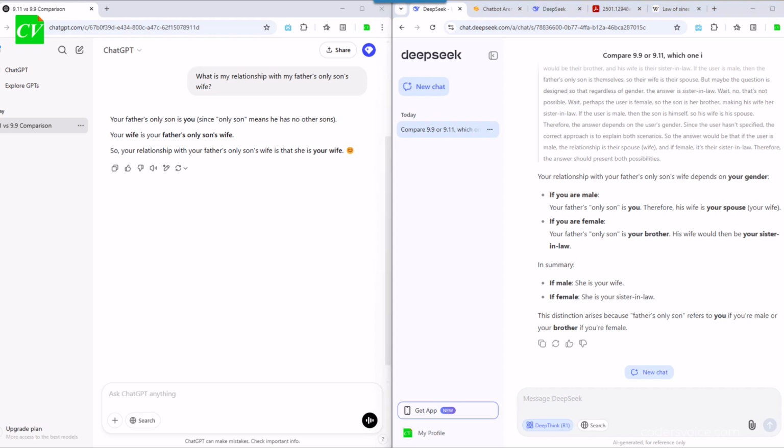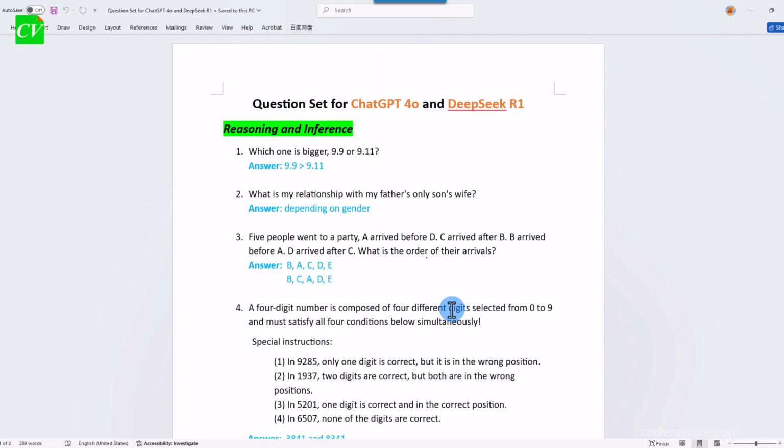Okay, now let's take a look at the third question. The third question is: 5 people went to a party. There's a sequence of arrival times. A arrived before D, C arrived after B, and B arrived before D. The answer is that there are 2 answers. Also, pay attention to that I said 5 people went to the party.